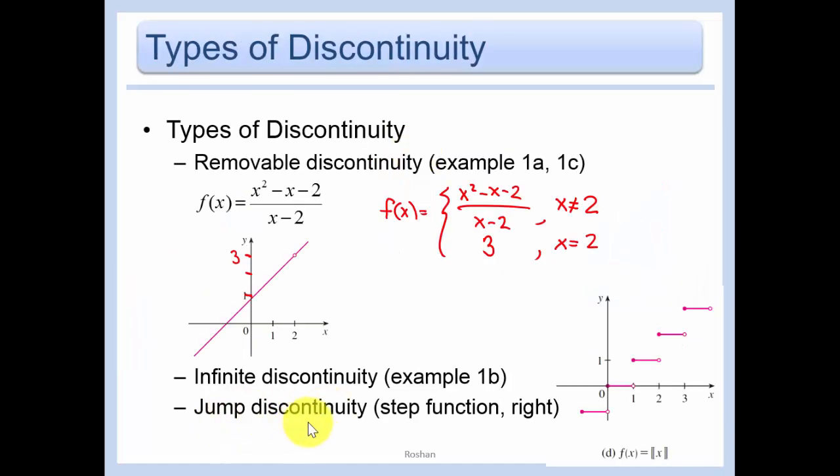And then we also have jump discontinuities, which we didn't do here today, but those are step functions. For an example, you can see that it jumps at integer values. We have discontinuities. So at 0, at 1, at 2, at 3, we have discontinuities, and it jumps there.